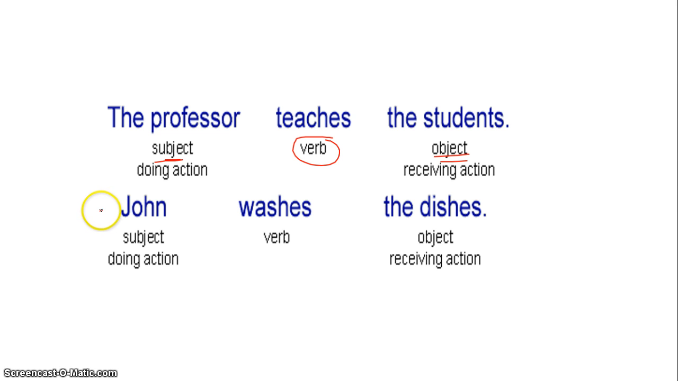The next example states, John washes the dishes. Here John is the subject doing the action, washes becomes the verb, and the dishes are the object which are at the receiving end of the action.